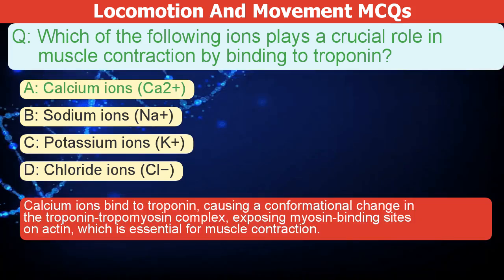The correct answer is A. Calcium ions bind to troponin, causing a conformational change in the troponin-tropomyosin complex, exposing myosin binding sites on actin, which is essential for muscle contraction.